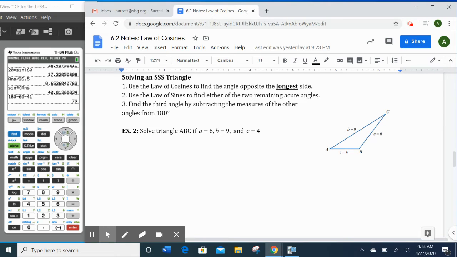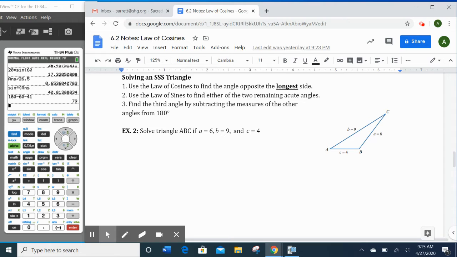So I always need to start using the law of cosines if I don't have an angle and side matching up. If I don't know side A and angle A, I can't use the law of sines if I don't have any pairs. And so if they give you all three sides and they say, I want to find all three angles, I need to use the law of cosines first.